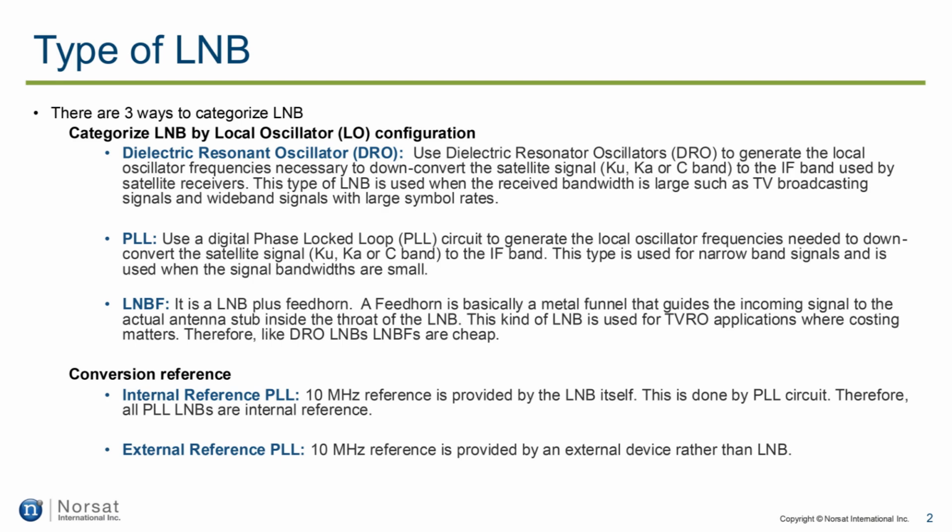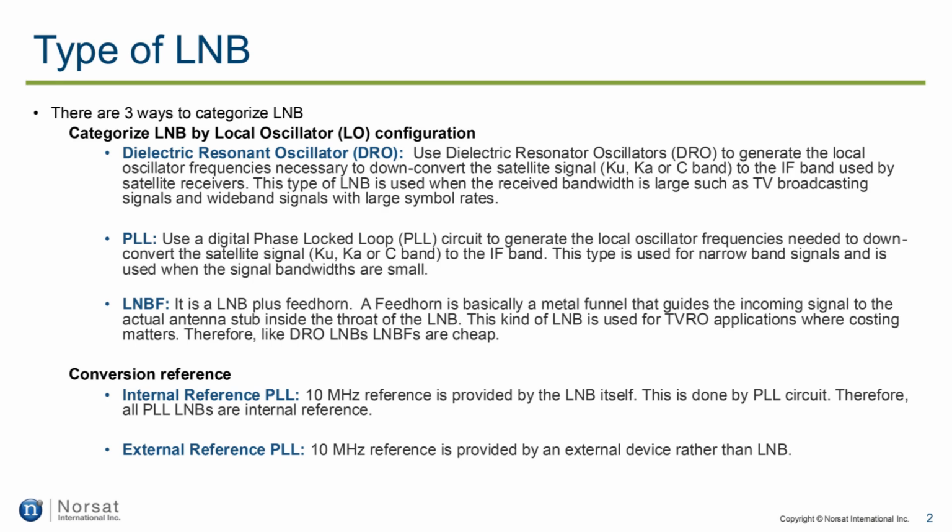LNBFs are a combination between an LNB and a feed horn. A feed horn is basically a metal funnel that guides the incoming signals to the actual antenna stub inside the throat of the LNB. The LNBF is mostly used in satellite TV applications for commercial homes, where manufacturing parts have to be at a low cost.